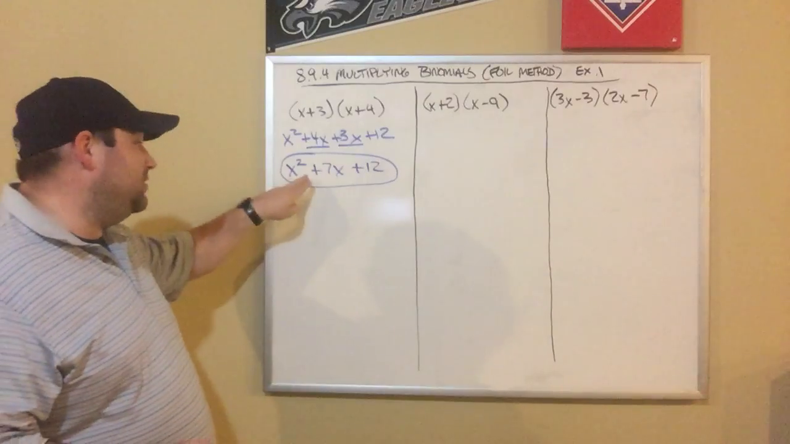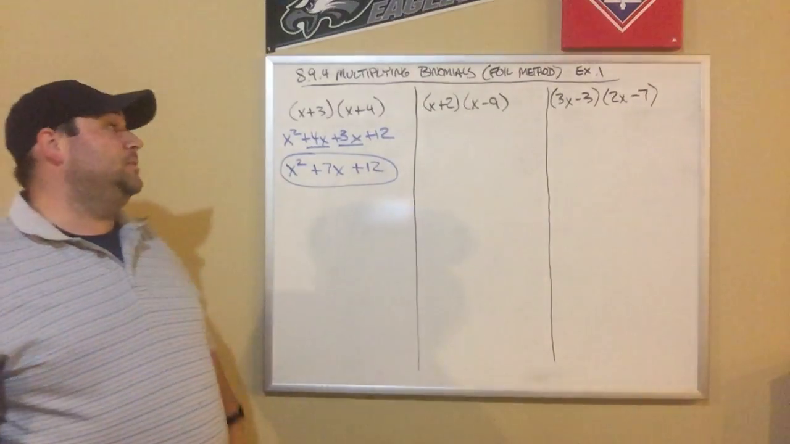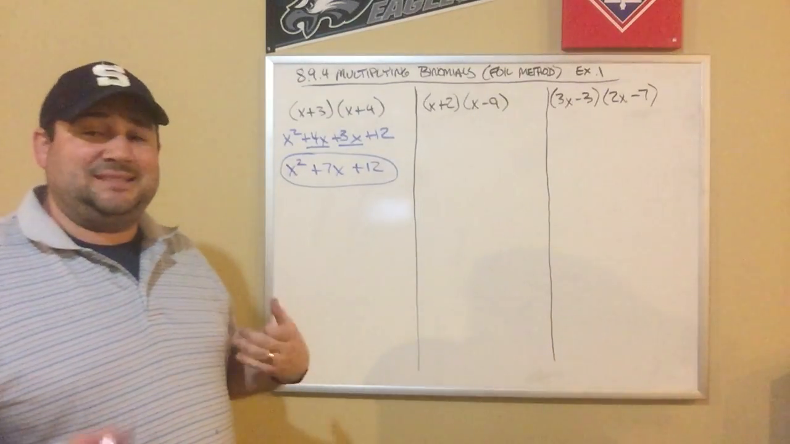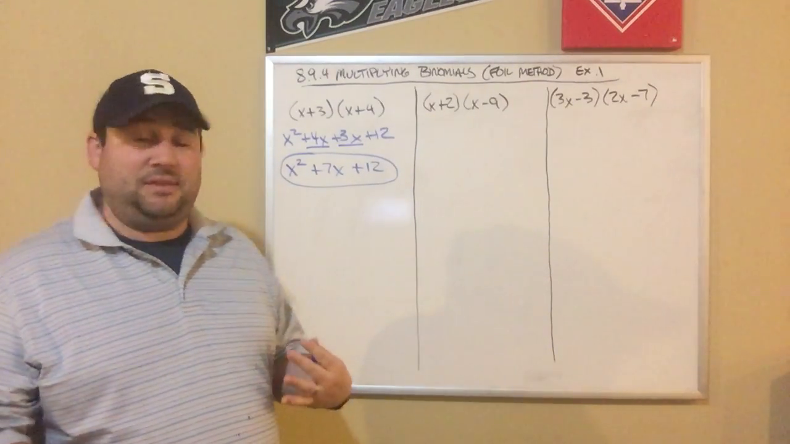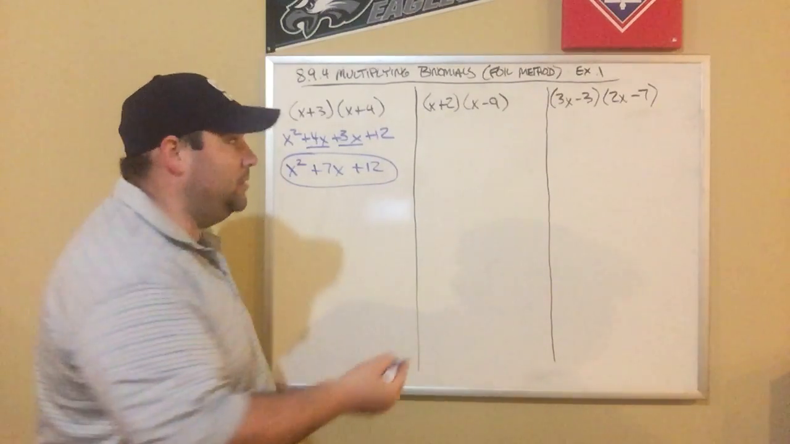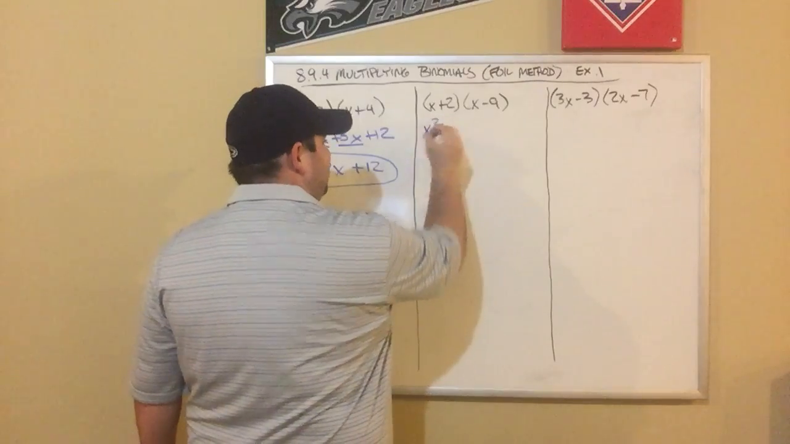Almost all of these, your final answer is going to look like this. It's going to be a trinomial with 3 terms. So let's look at our second example here. X plus 2 times x plus 9. Again, we're going to do the FOIL method. So F stands for first. That means you multiply the first term in each set of parentheses. X times x is x squared.